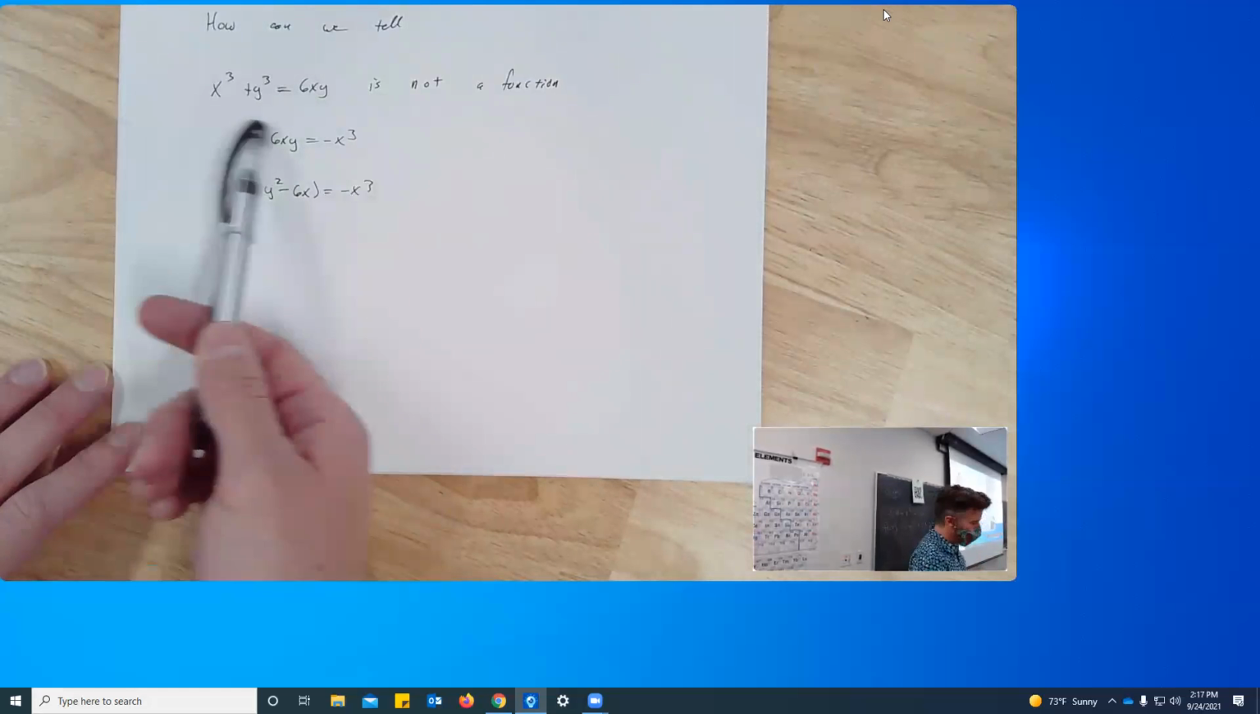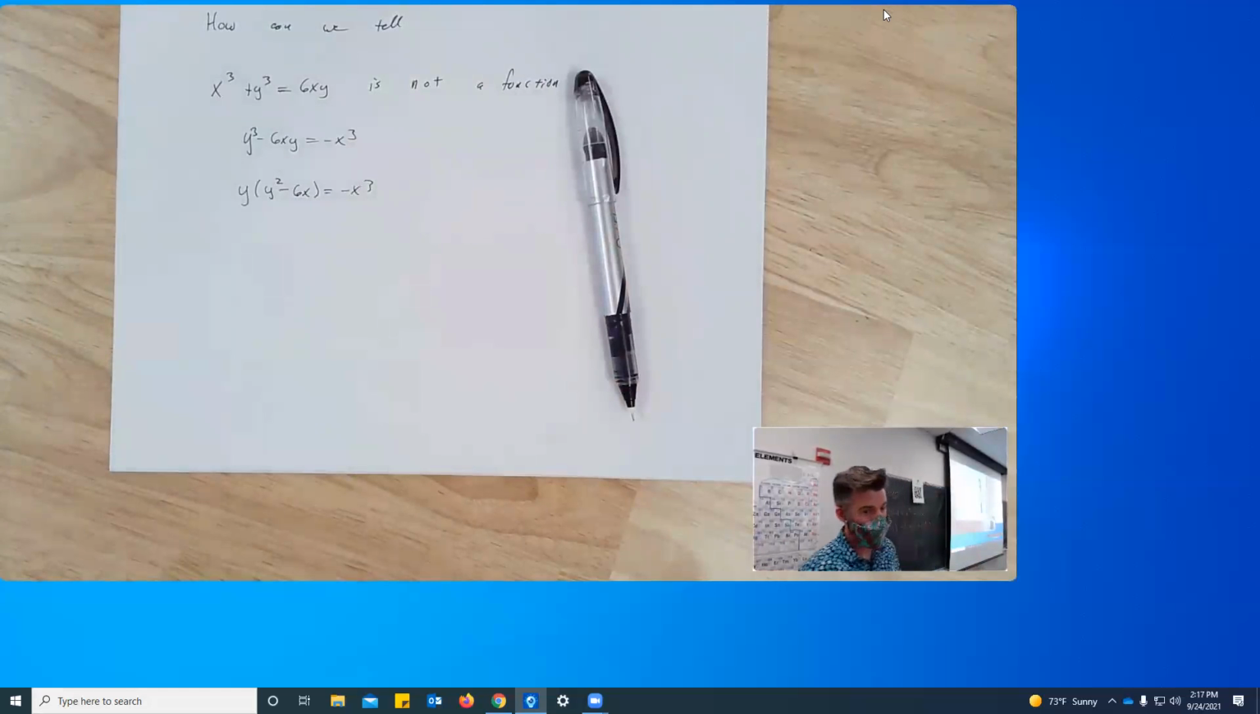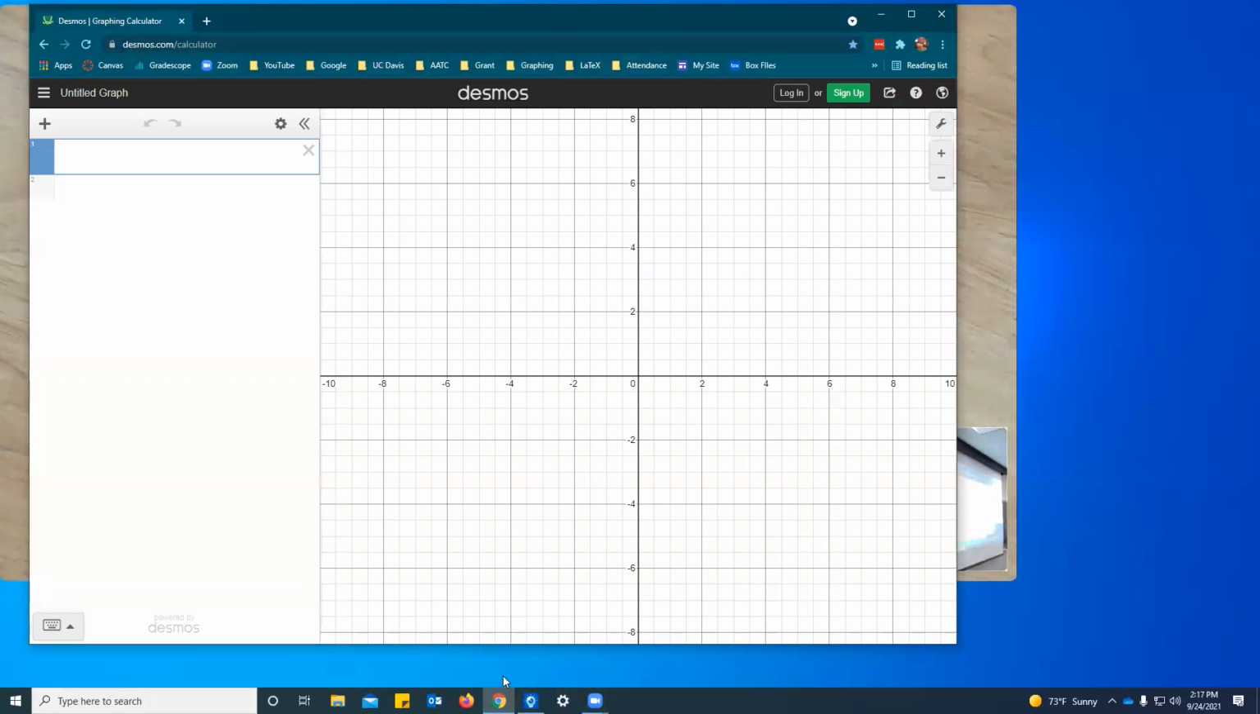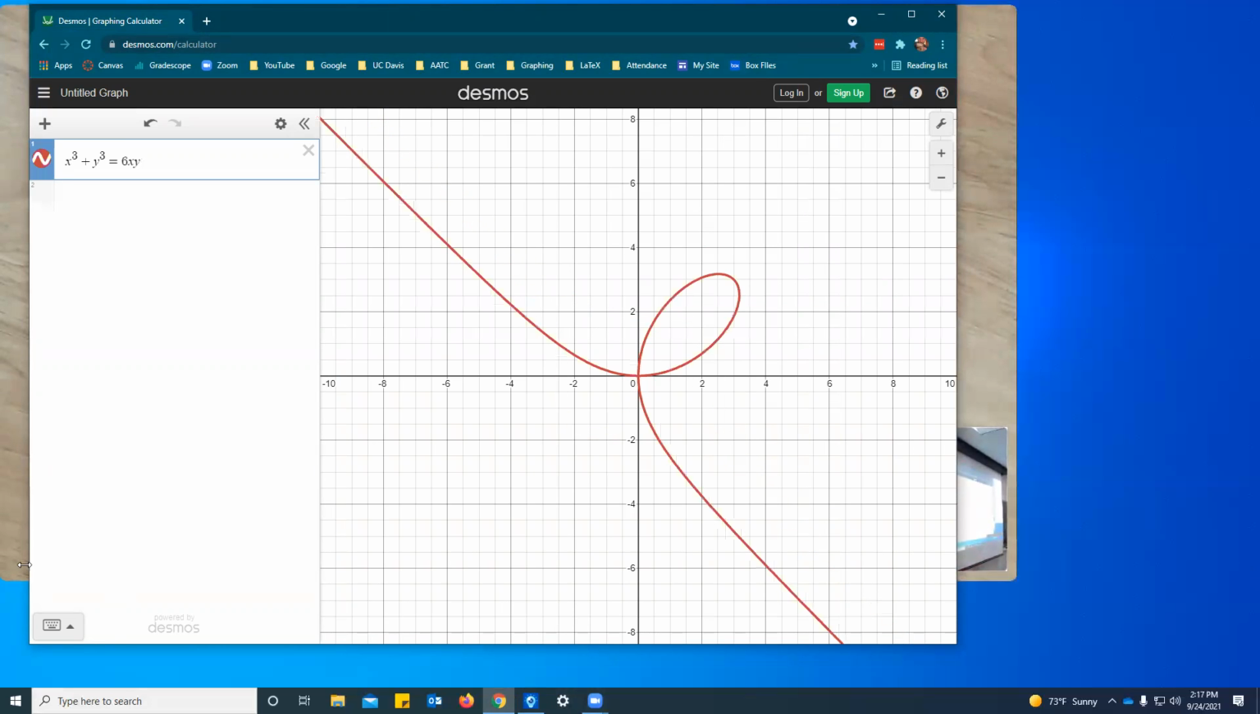And graphing this is not particularly easy. This is why Desmos is a great tool, right? Because sometimes the other things are no problem to graph. X equals Y squared, circle. But this thing, not so easy. But we can graph it, with 6xy. Kind of cool, right? And now, very obviously not a function.